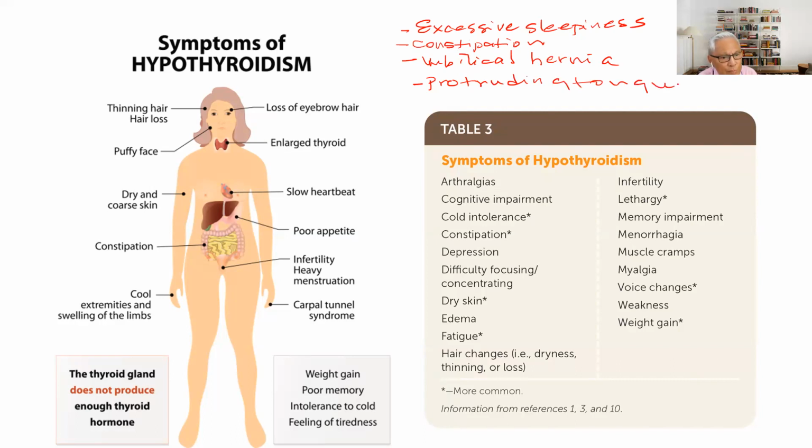Now, this has been a select all that apply question in NCLEX. And so that's the reason why I came back here to add this information. Okay, so umbilical hernia, protruding tongue. I think you could deduce that constipation will be present because of the fact that there's going to be a decrease in the peristaltic activity of the patient.